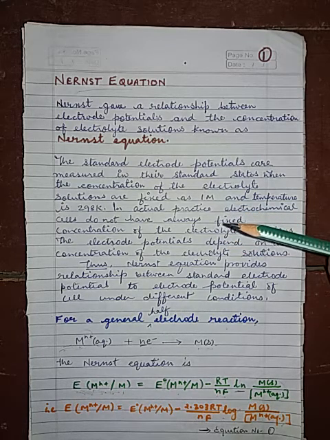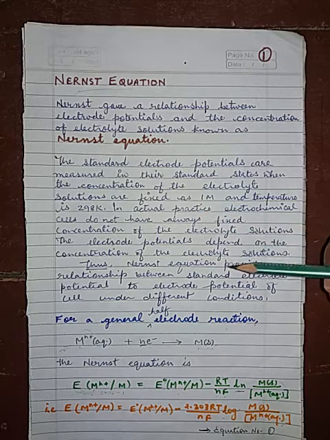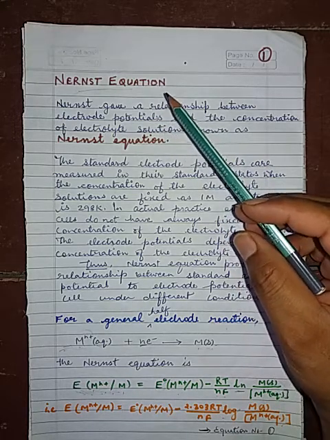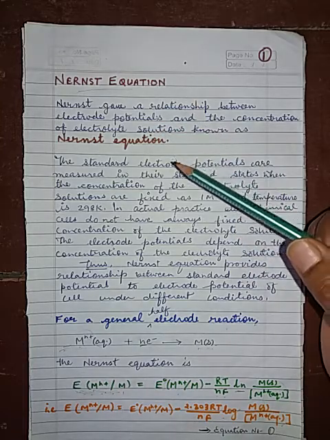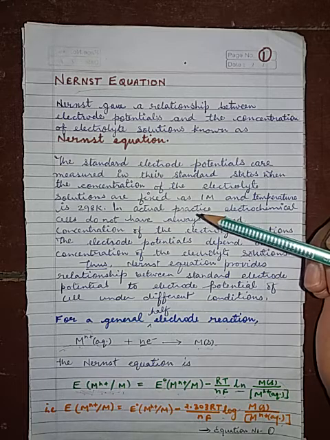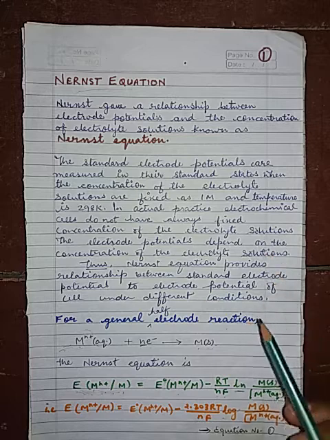But calculating the unknown value of any electrode under different conditions is very difficult, but this equation is very helpful to find out the electrode potential under different conditions with the help of the standard electrode potential. So you have to watch this video completely to get everything related to this very important concept.